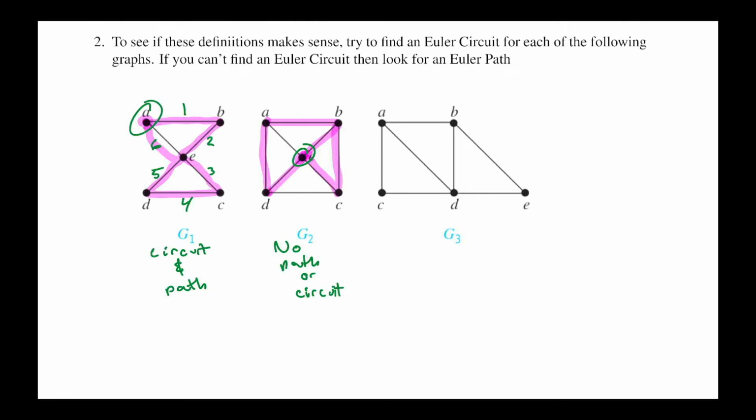Okay, let's try the third one. This one, I don't know if you can do. Again, let's try to start at A. Why not? Okay, so let's see if we can do this. So let's go A to B, to D, back to A, over to C, over to D, over to E, over to B. All right, so it looks like we did it, right?